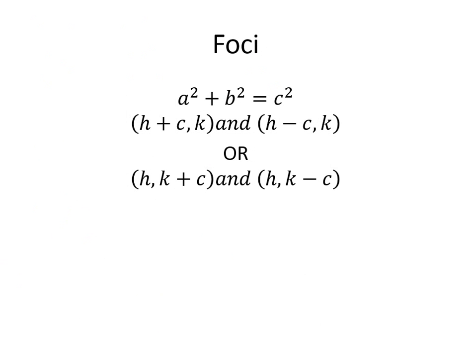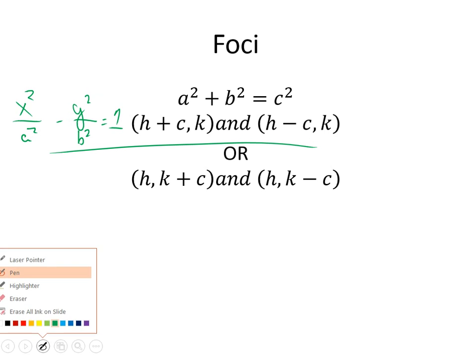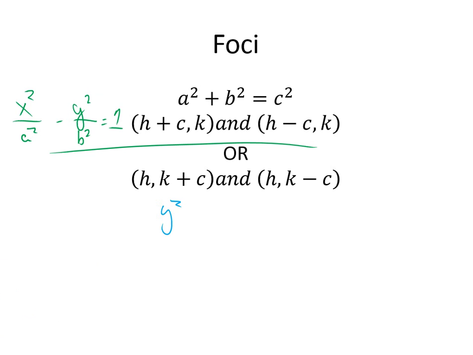Now, if you remember the foci of the ellipse, we went the larger number minus the smaller number underneath, and then that equals our c. Well, for the hyperbola, we're going to add them. So you just add the two numbers on the bottom, then you take the square root, and that's how far you have to move left and right. Now, if the x comes first, so if you have x squared over a squared minus y squared over b squared is equal to 1, you're going to use this first one. If you have y squared over a squared minus x squared over b squared, you're going to use this one.